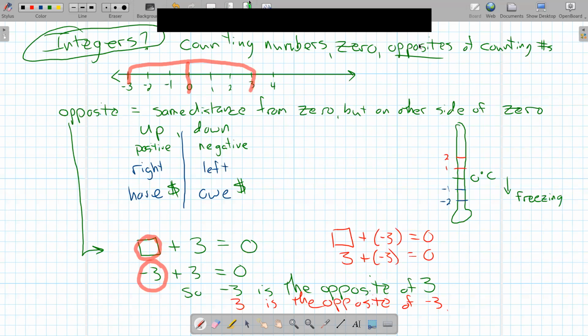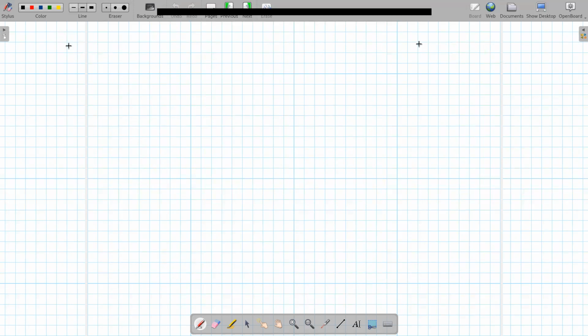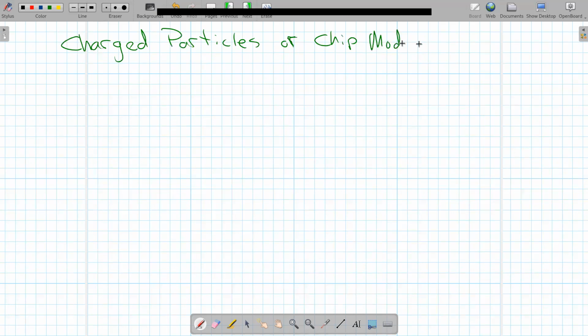Another model based on some toys that we can play with is either the charged particle model or the chip model. And they're really very similar, it's just a slightly different set of toys or symbols that we use. With the charged particle model, we use just a plus symbol and a minus symbol, and a plus symbol is the same as a +1, or just a 1, and the minus symbol is the same as -1.